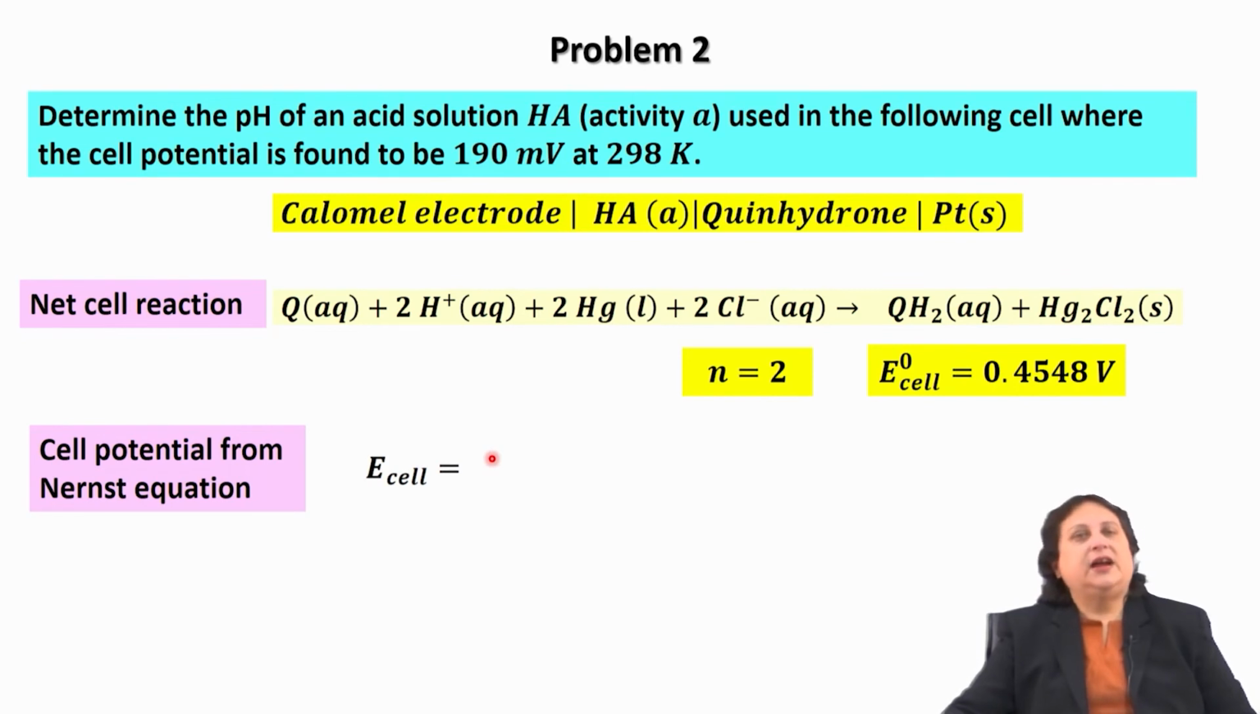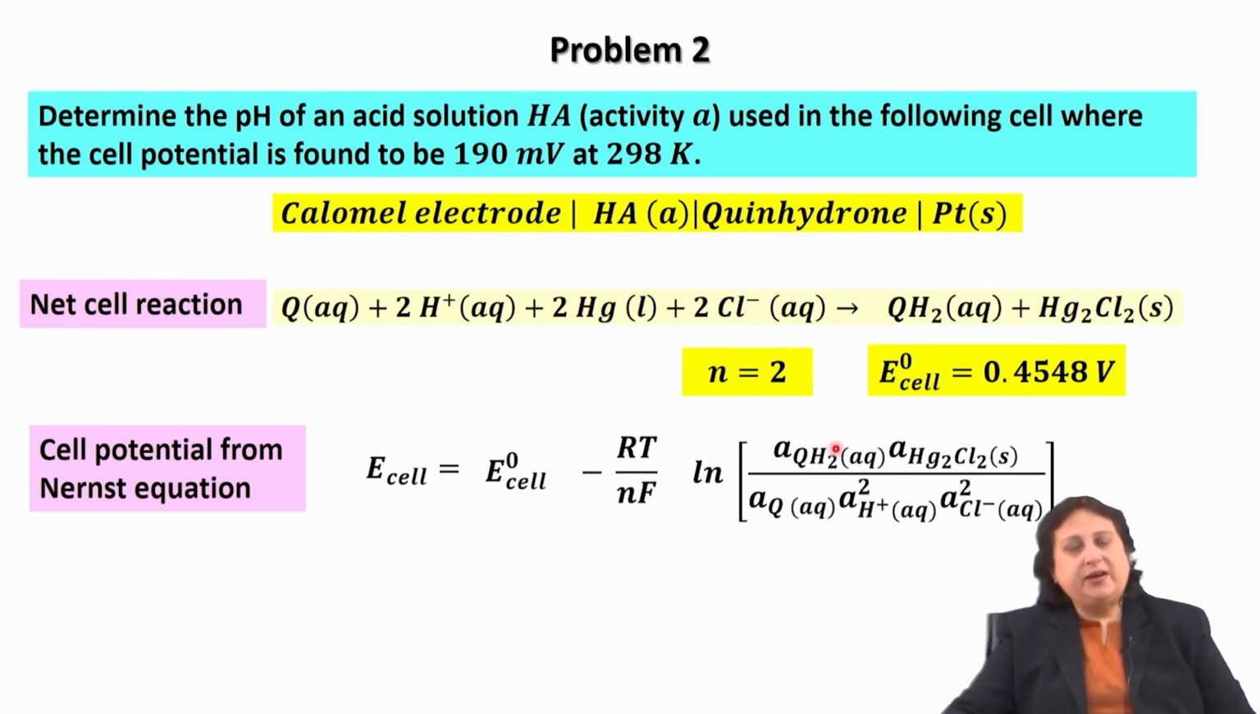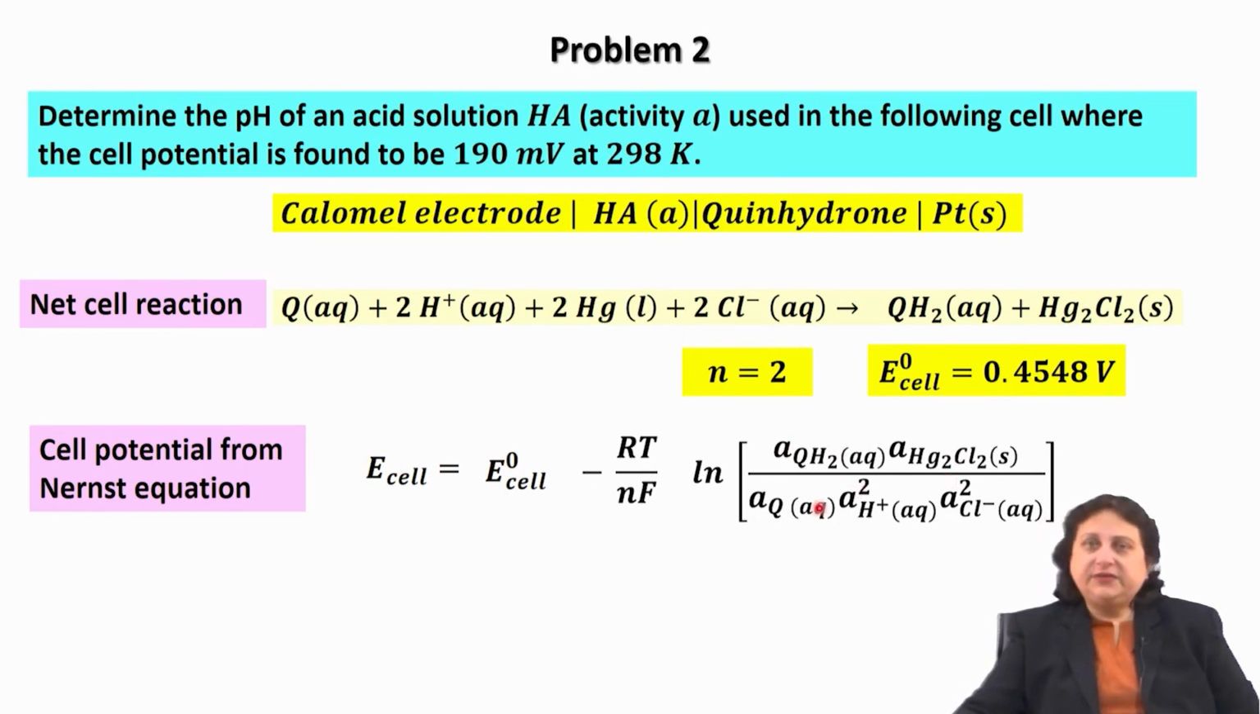So, when I do that, I write that E cell is equal to E naught cell minus RT by NF, then logarithm of whatever activity I have of the products divided by the activities of the reactants, each raised to the power of the stoichiometric coefficient of that species in the balanced net cell reaction. Okay. So, obviously, this is going to be the ratio that I am going to take a logarithm of.